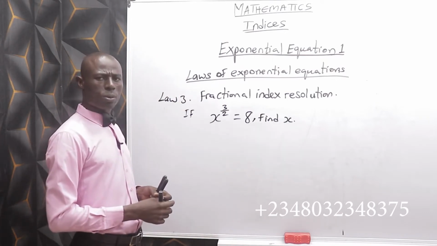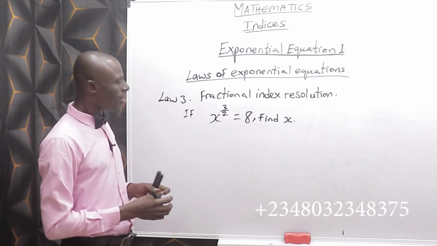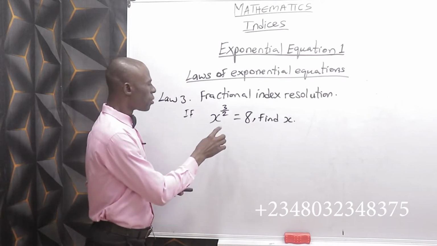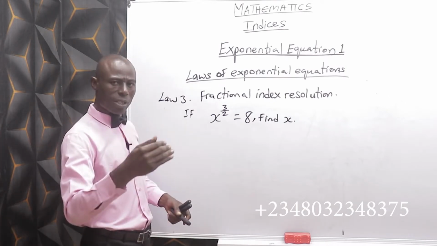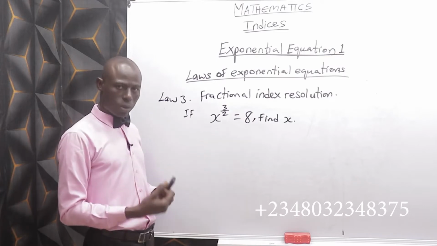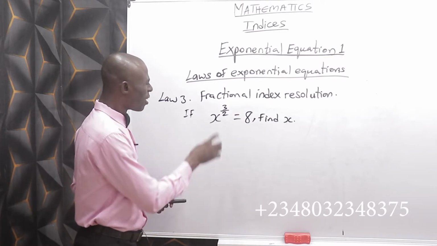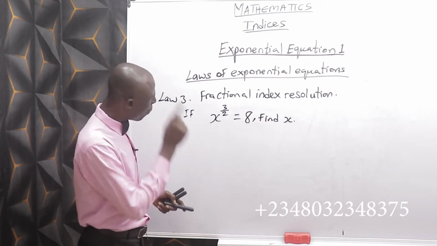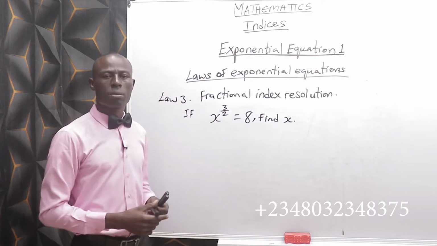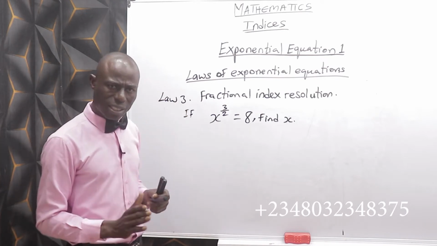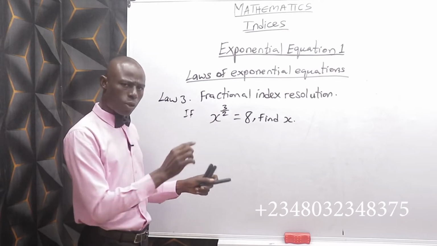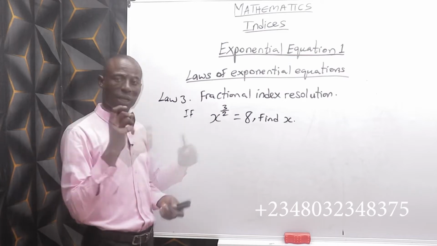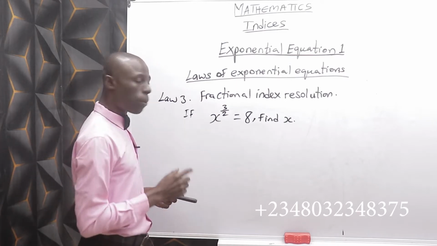What do you do? How do you approach this? At this level, what you do is try to express the number on the other side in index form and see what it looks like. After that, multiply the powers on both sides by the reciprocal of the power of the unknown. Have you captured what I've said? Multiply the powers on both sides by the reciprocal of the power of the unknown. That is how we resolve a fractional index problem.